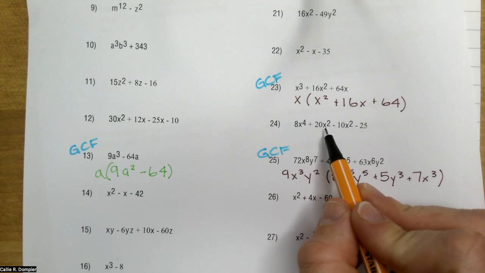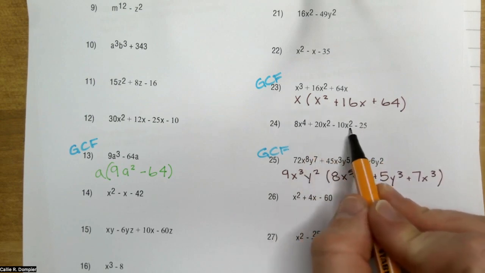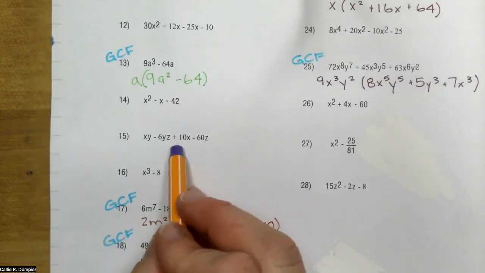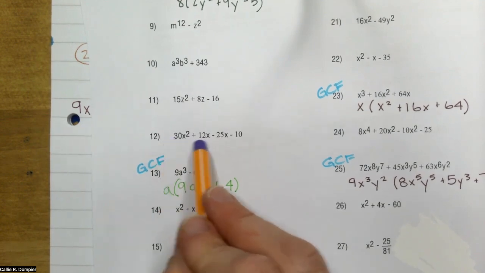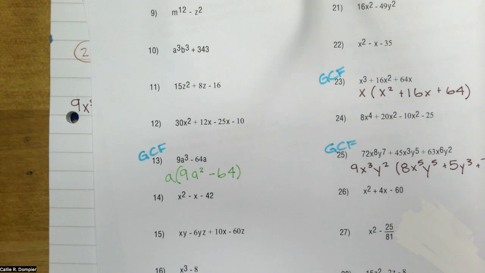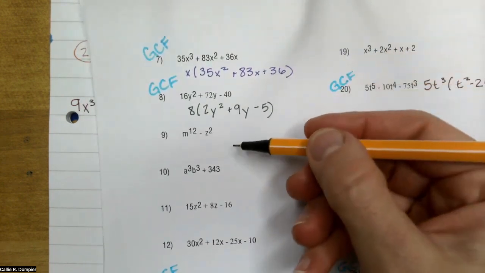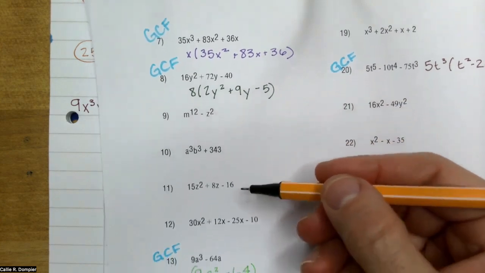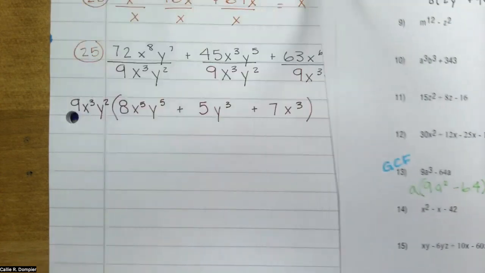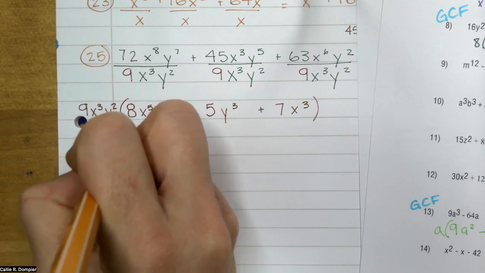Here, 8x to the fourth plus 20x squared minus 10x squared minus 25. This has x to the fourth, this has x squared, this has x squared, and this is a constant. Most of them that you will see in this course will look like x squared, x, and then a constant. So let's start with, 7 doesn't have 4 terms, 8 doesn't have 4 terms, 9 doesn't, 10 doesn't, 11 doesn't. So we'll start with number 12, okay? 30x squared plus 12x minus 25x, or sorry, minus 10. Number 12.